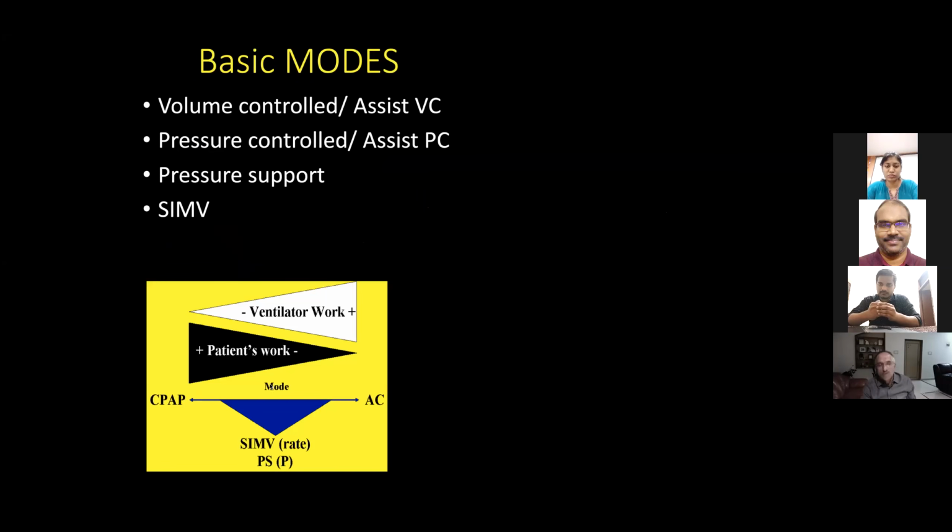As I have said, looking at the patient's work capability, the rest of the work has to go to the ventilator. At one end of the spectrum, when the whole work is taken by the patient, we call it CPAP. When the whole work is taken by the ventilator, we call it controlled modes, isn't it? When the patient is paralyzed, the ventilator is in a controlled mode. When the patient is breathing spontaneously, they are in a spontaneous mode. In between are your pressure limited and pressure support modes. In between are the modes that you give the patient in between.